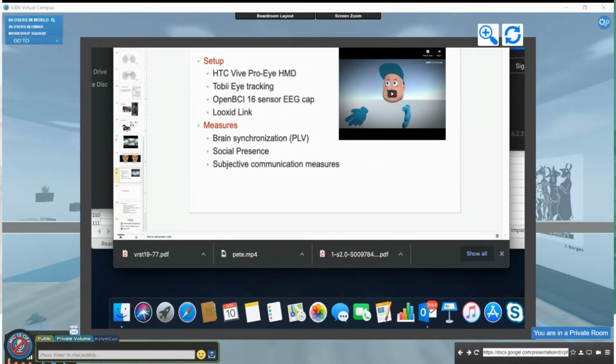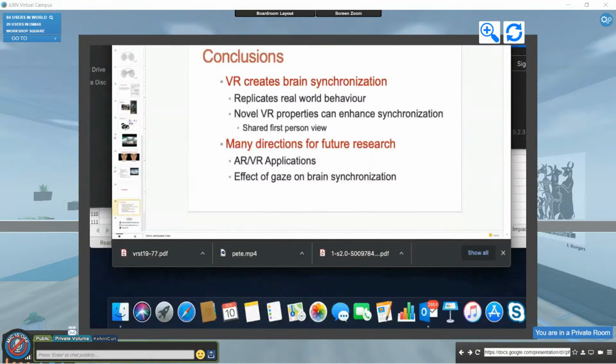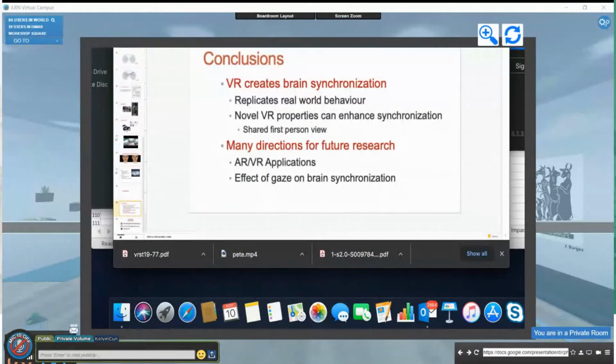So just to wrap up, what we talked about today is how we can use VR to create brain synchronization, and we can reproduce real-world behavior. We can also look at novel VR properties to enhance information, such as putting versus body. There are many directions for future research, and some work with VR and brain synchronization. We can also look at AR as well. And we're planning a second study looking at gaze and how gaze might affect brain synchronization tasks.